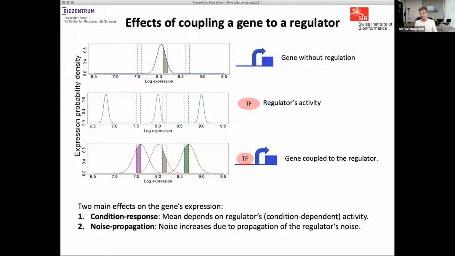Now, what is important to realize is that coupling the regulator to the target has two effects here. First, there is the condition response, which means that the mean of the target becomes dependent on the mean of the regulator that regulates it. And this is, of course, how one normally thinks about gene regulation. But second, because the regulator itself has some noise in each environment, that noise is propagated to the target, which by this effect increases its noise.